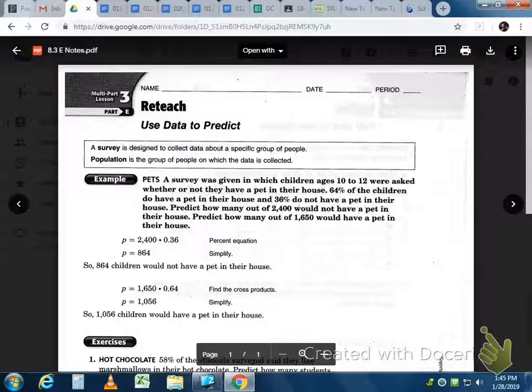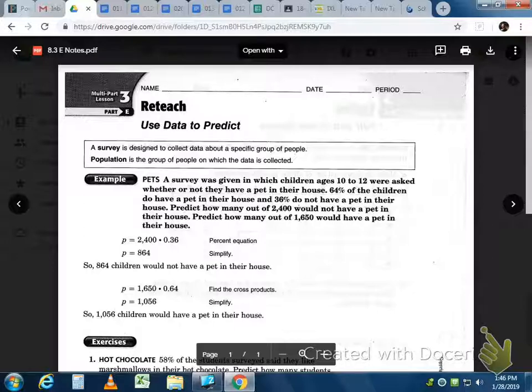So honestly, this looks way more complicated than it is. So let's look at the problem. It says a survey was given in which children ages 10 to 12 were asked whether or not they have a pet in their house. 64% of the children do have a pet in their house, and 36% do not have a pet in their house. Predict how many out of 2,400 would not have a pet in their house. And then predict how many out of 1,650 would have a pet in their house.